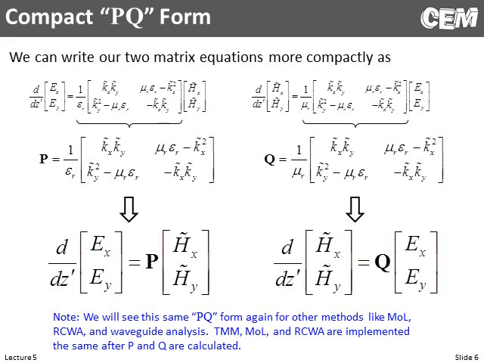But anyway, to simplify things a little bit, we're going to take this big square matrix here and call it P. And then we're going to take this second big square matrix that I'm circling and call that Q. Now that we have this P and Q, we can write our two matrix differential equations this way.